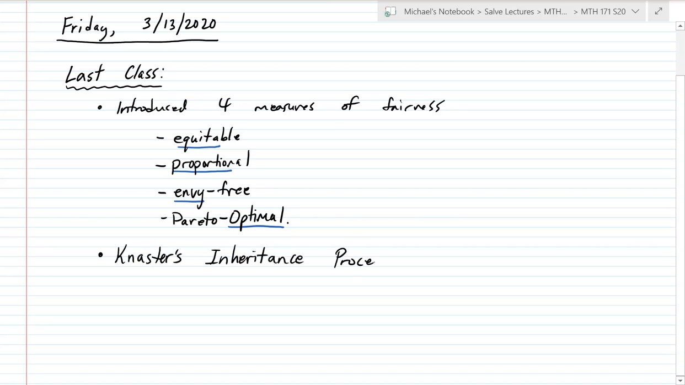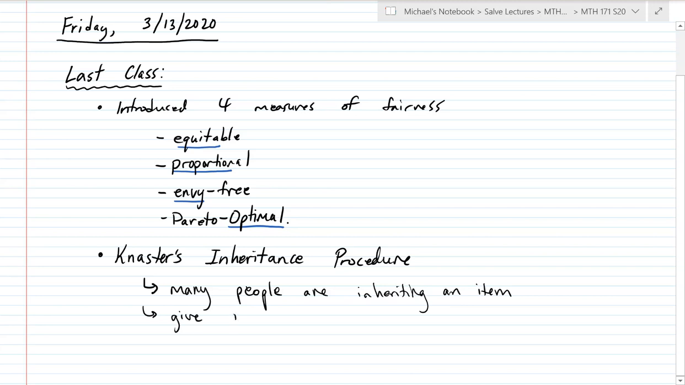And so this was a way for us to divide up inheritance. So maybe we have an item that's being inherited by many people, and they each value the item differently. And how can we give the item but also fairly compensate the people who didn't get the item?